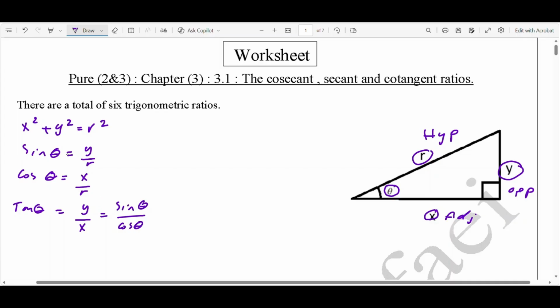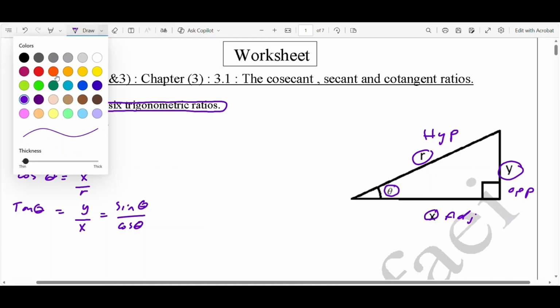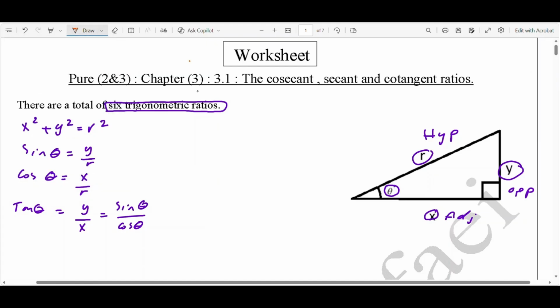But actually, we don't have 3 trigonometric ratios. We have 6 trigonometric ratios. Let's find out the other 3 trigonometric ratios. If I flip opposite over hypotenuse to be hypotenuse over opposite, I'm going to get something we call cosecant.